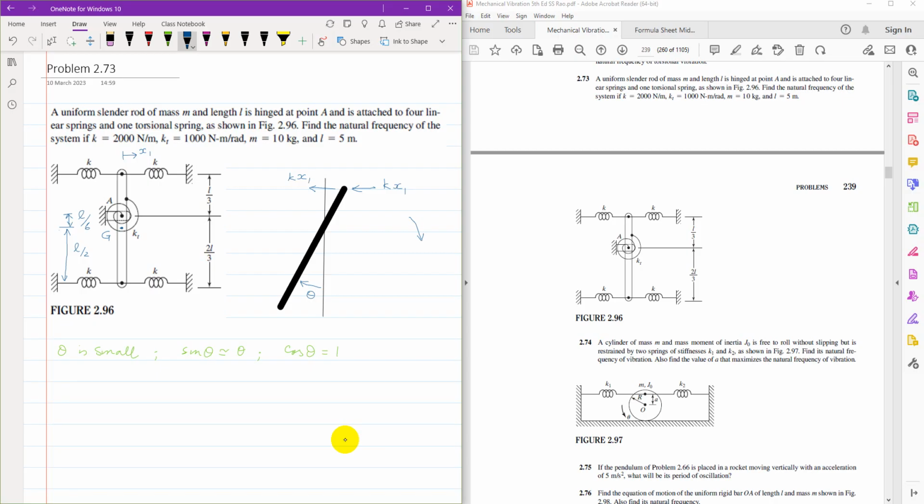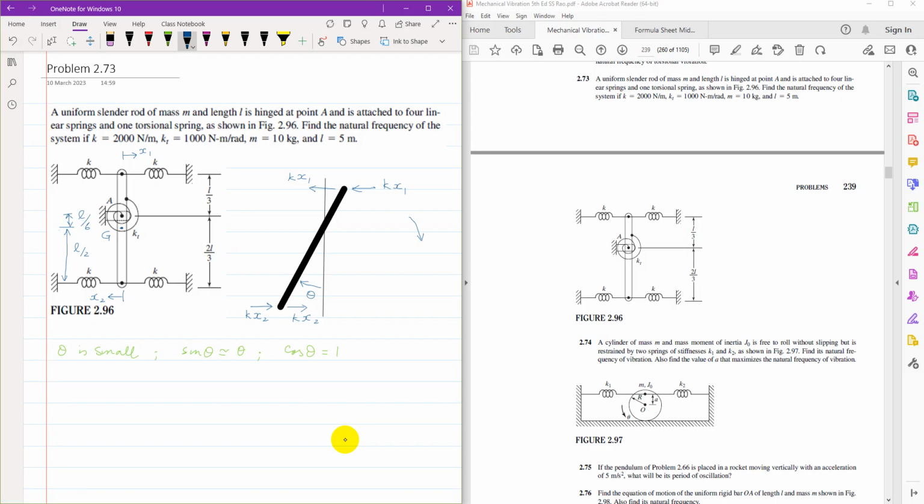And similarly, the bottom end of the rod is moving towards the left. So let's say its displacement is x2. Then the restoring force from this K, the left spring, is kx2, and then kx2.